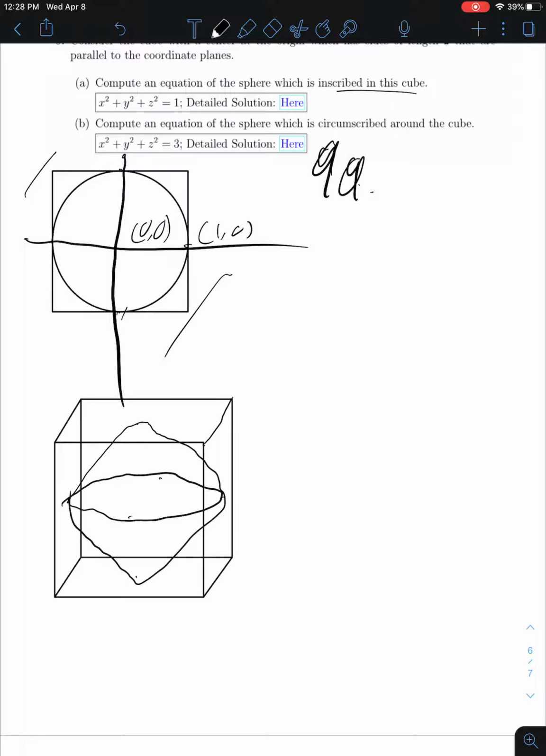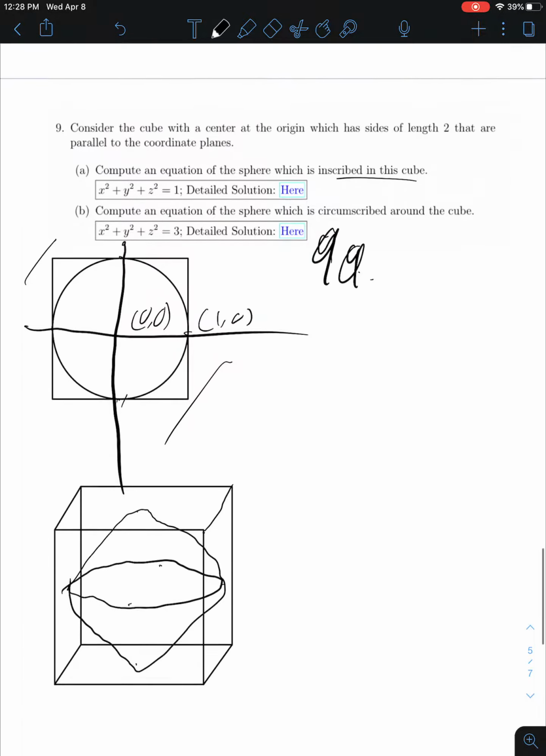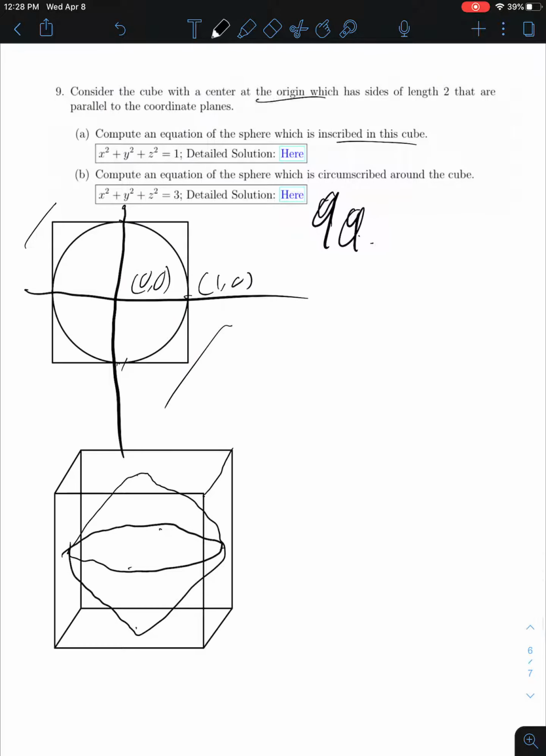If we have a circle inscribed in the square, that means they're going to have the same center point. So in that case, the center point is going to be the origin, and the circle is going to hit the center of each wall, each side of the square.